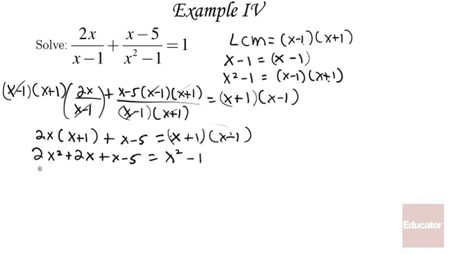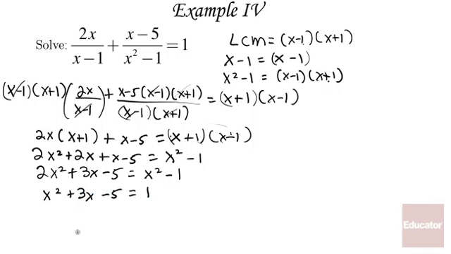Okay, now do some more simplifying. I have 2x squared. 2x plus x is 3x minus 5 equals x squared minus 1. Subtract x squared from both sides. That's going to give me x squared plus 3x minus 5 equals 1. Subtract 1 from both sides. x squared plus 3x minus 6, actually that's a negative 1. So add 1 to both sides. Correction, add 1 to both sides equals 0.